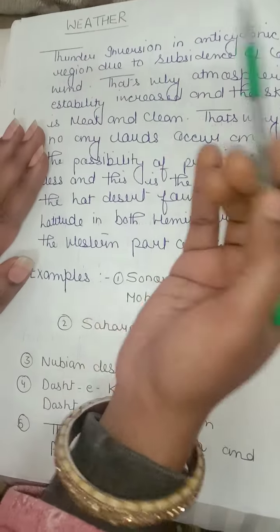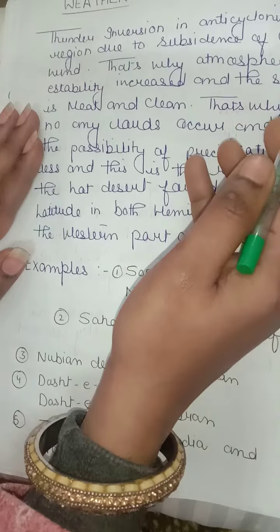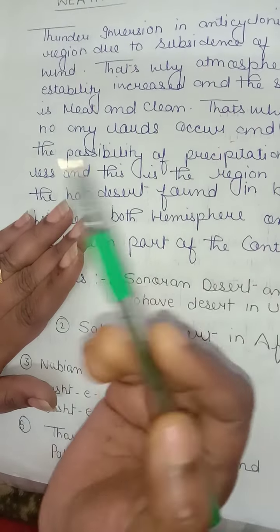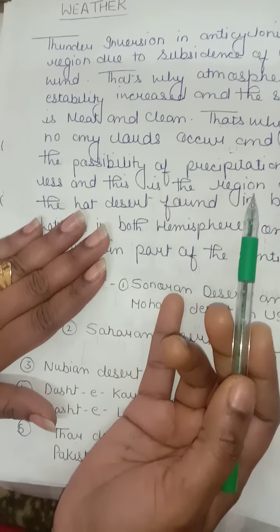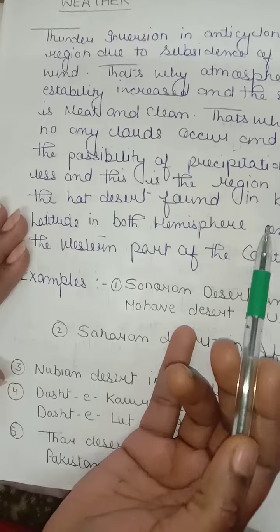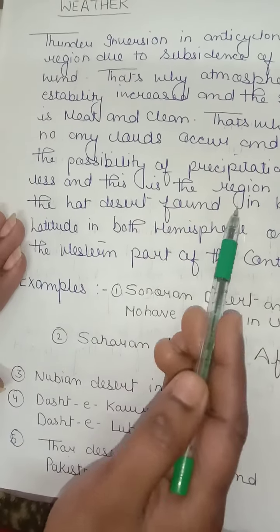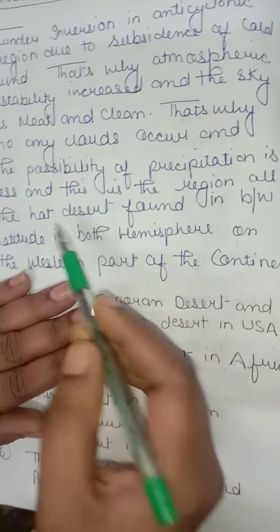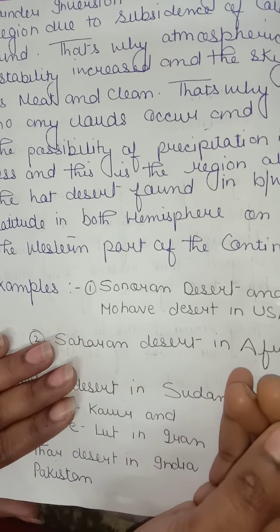Okay, now we discuss weather. There is thermal inversion in an anticyclone region due to subsidence of cold wind. That's why atmospheric stability increases and the sky is clear and clean. That's why no clouds occur and the possibility of precipitation is less. And this is the reason all the hot deserts are found between these latitudes in both hemispheres on the western part of the continents.